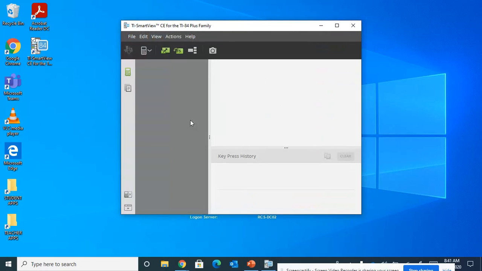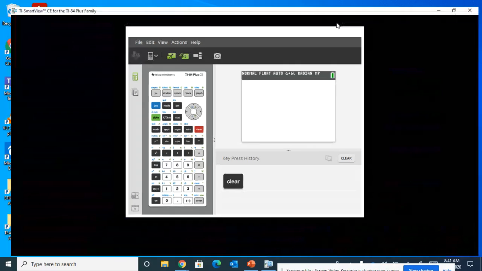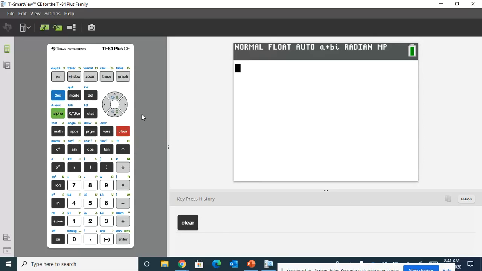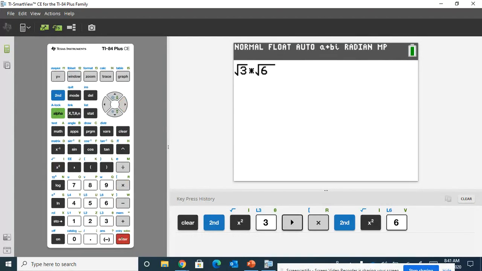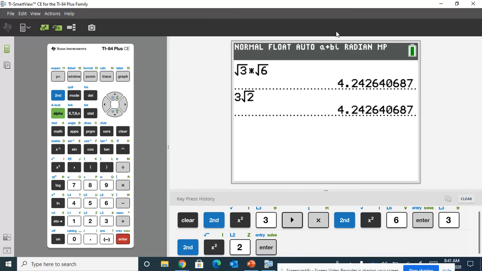But if you are questioning if these are right, so we just did, let's get out of here. Let's make this a little bigger so y'all can see what buttons I'm clicking. So we just did the square root of 3 times the square root of 6. Now this is going to give you a decimal because that's not a perfect square. But if you were to do 3 square root of 2, you should get the exact same decimal, which you do. So you can check your answers for these. So on your quiz, nobody should get these wrong, should they?